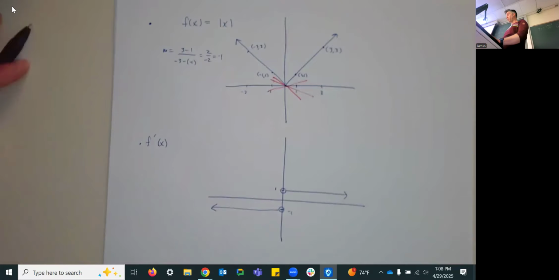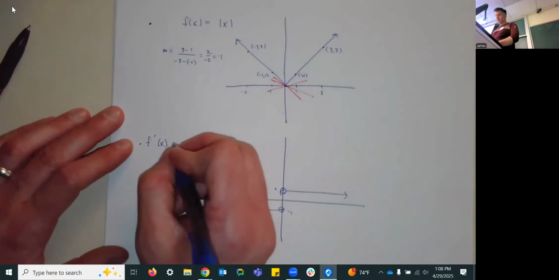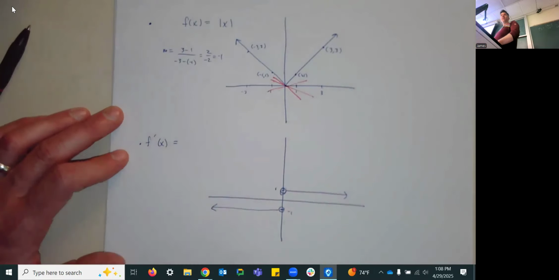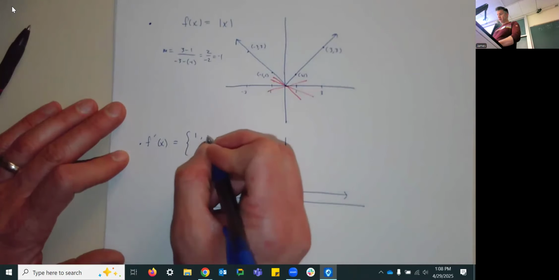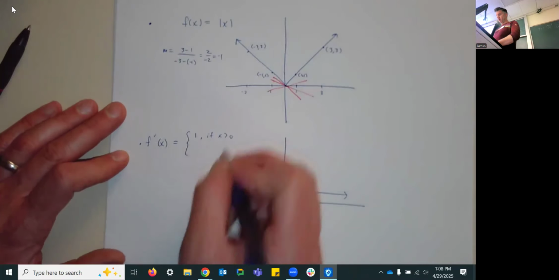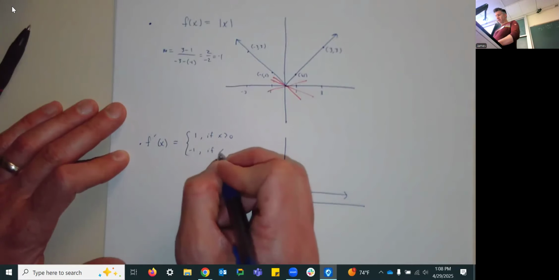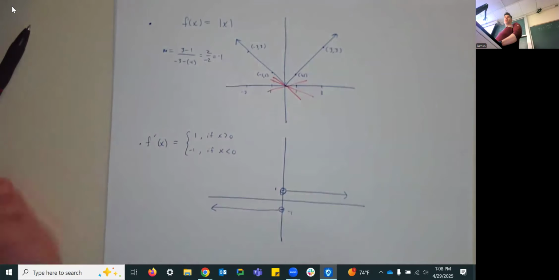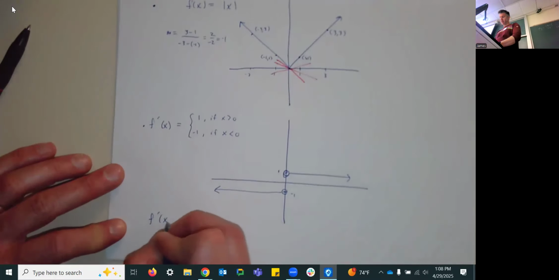Yes, the open circles are intentional, because what we're saying here is that our derivative is a piecewise function. It's equal to 1 if x is greater than 0 and -1 if x is less than 0. But at 0, it is undefined. So I'll point out here that f prime of x, sorry, that's not what I meant to write.